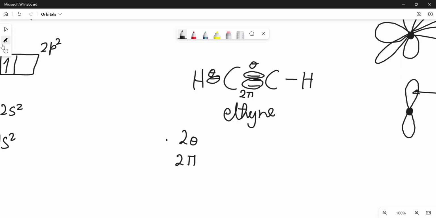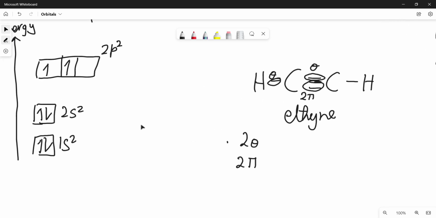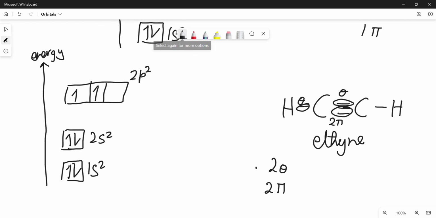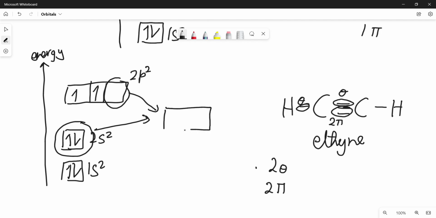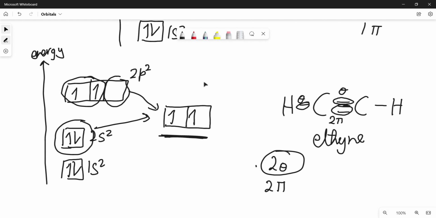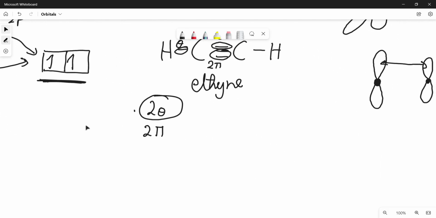And remember, what did I say before? Sigma bonds are from hybrid orbitals. So this one combines with this one to make two hybrid orbitals, and they split up their electrons, and this enables the carbon to form the two sigma bonds that we needed. And the remaining two here, what they do is, obviously, they form the pi bonds that the carbon needs.